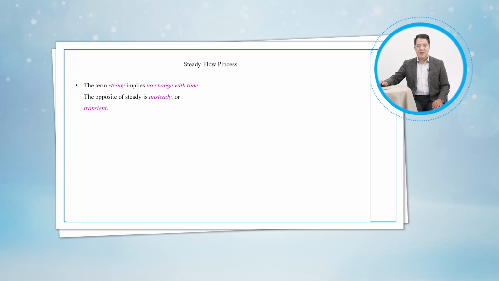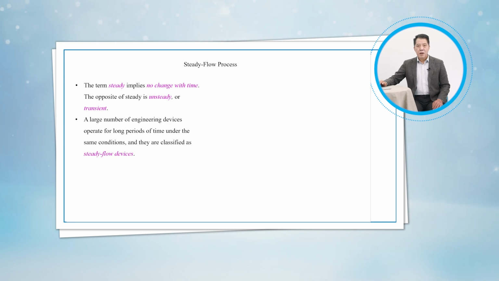The opposite of steady is unsteady or transient. The term uniform, however, implies no change with location over a specified region. These meanings are consistent with their everyday use. A large number of engineering devices operate for long periods of time under the same conditions, and they are classified as steady flow devices.